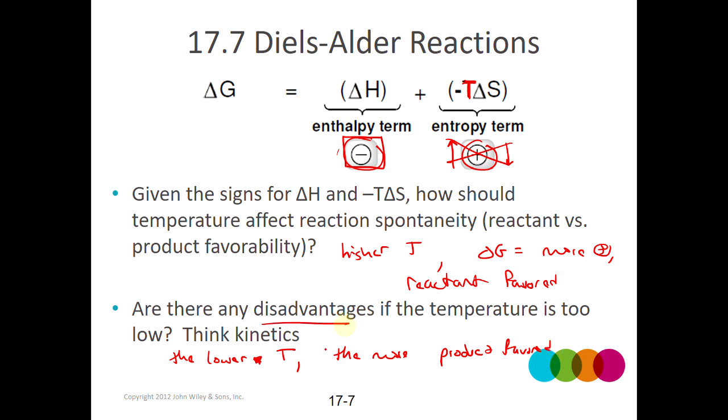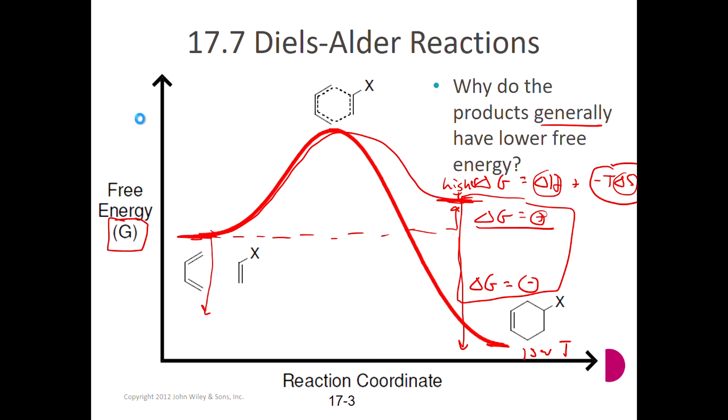Is there a disadvantage to lowering it too much? Yeah, there's a kinetic disadvantage, right? Because we still have to get enough energy to make it over the transition state. So the lower the temperature, the more of a free energy difference there is between the reactants and the products. I get a more and more negative delta G value, and that favors the products more when it reaches equilibrium.